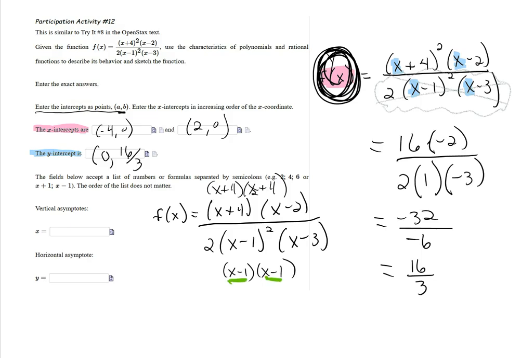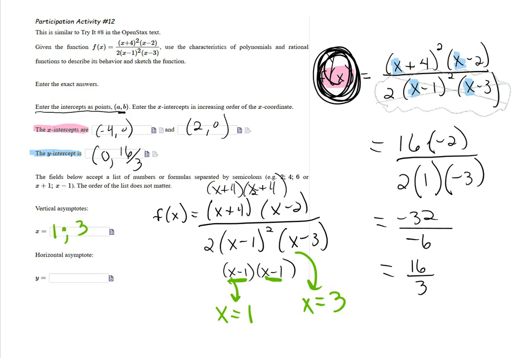Both of these are the same, so I just have to consider one of them. x equals 1, that's one of my asymptotes, and this one would be x equals 3. Let's see, separate answers using semicolons. So 1, semicolon, 3, and then the vertical asymptote, oh boy.